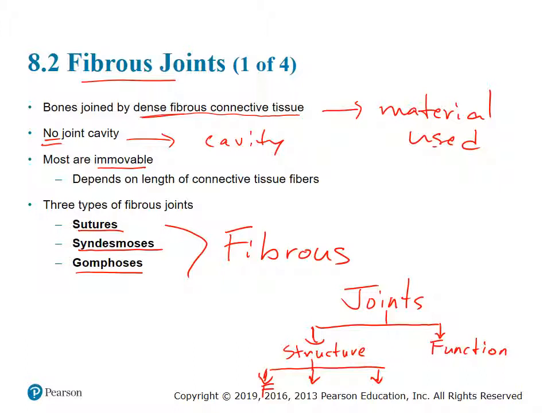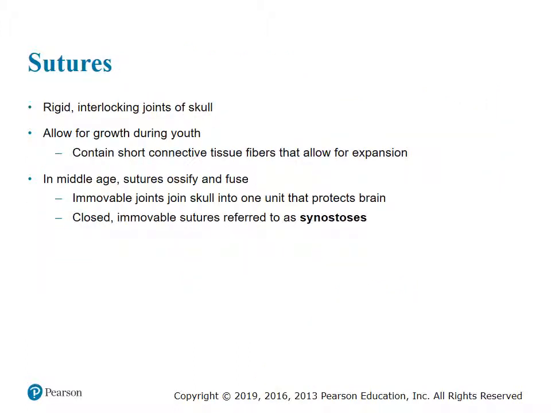Okay, so we'll take a look at the types of fibrous joints. The first one we'll look at is a suture. Sutures are easy to learn because they're joints that look like sutures or stitches. They look like they're stitched together. You can see this on the skull, these jagged lines where the cranial bones are fused together. Very rigid, they interlock. Those are the ones you find in the skull.